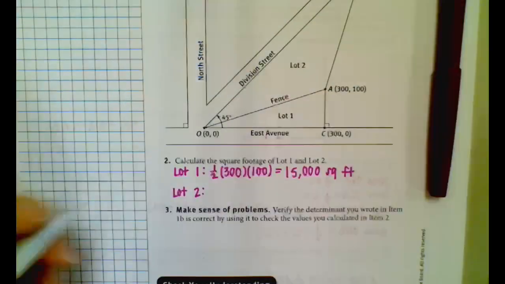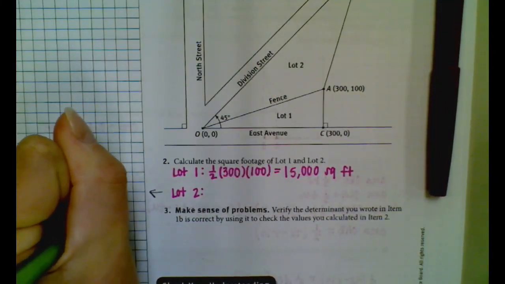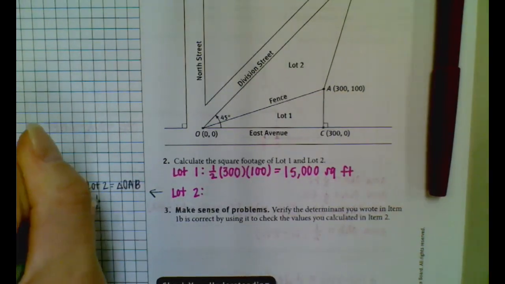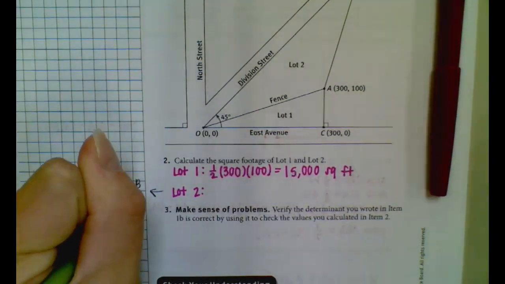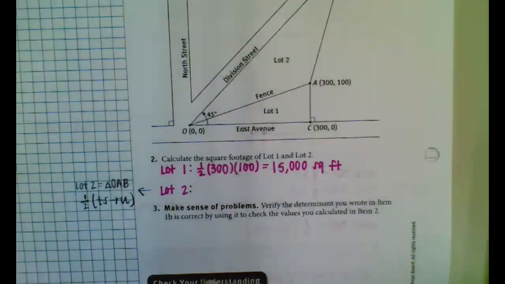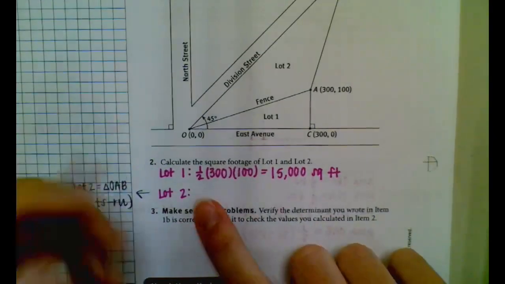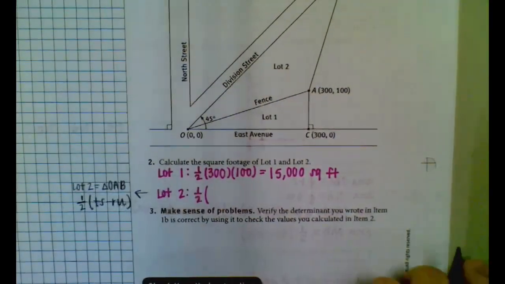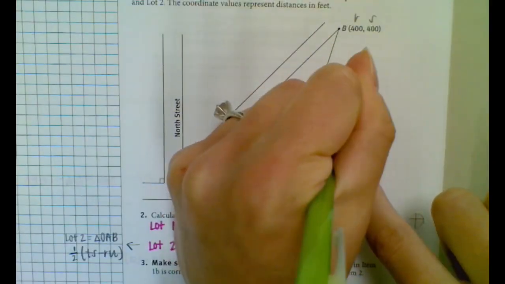from the front side, lot 2 equals triangle OAB. Okay, and we got that area of that triangle is 1/2 TS minus RU. Remember, that came from there. So we have 1/2. We have T, let's label this. So according to the front, this was point RS, and this was point TU.